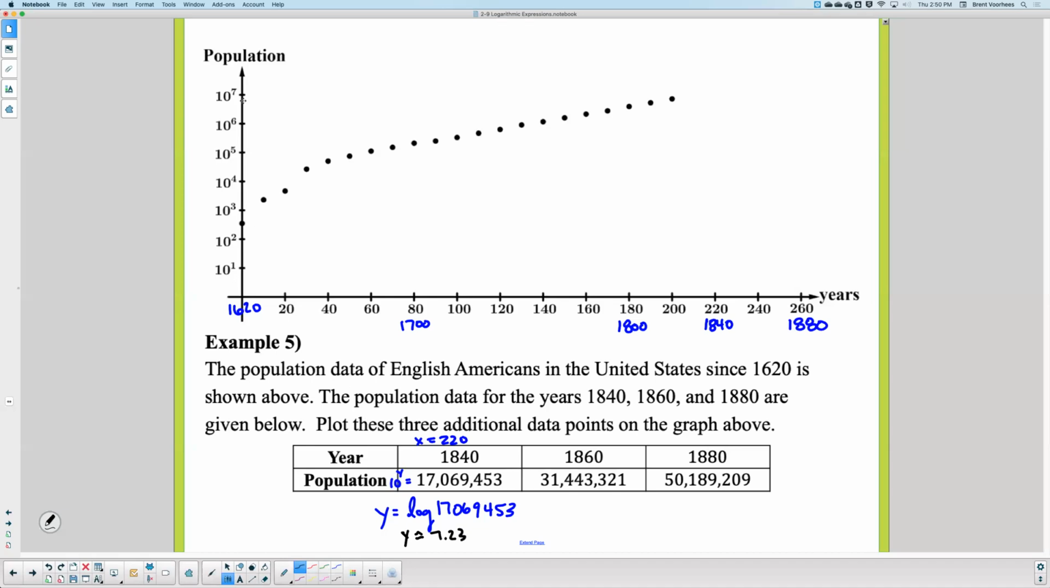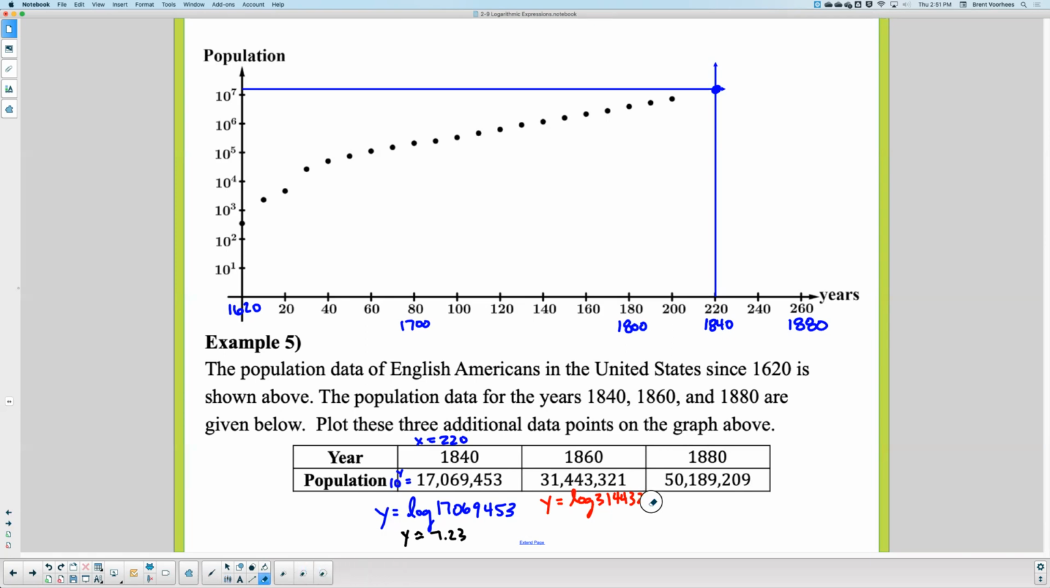So if I went over here, I would be looking just above 7. Let's just say that's 23, and I would need to line that up with 1840. That point where they intersect, that would be that first point right there. That's where that would go. Okay, now let's find this next one. I want you all to type that in, see what you come up with. Y equals log 31,443.